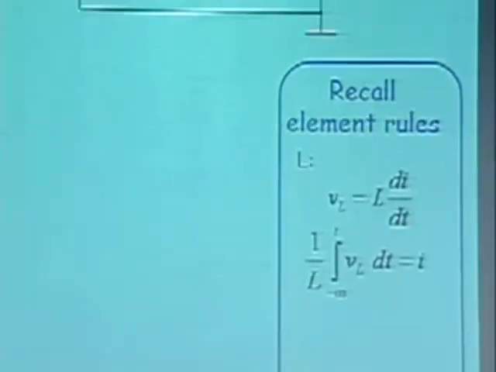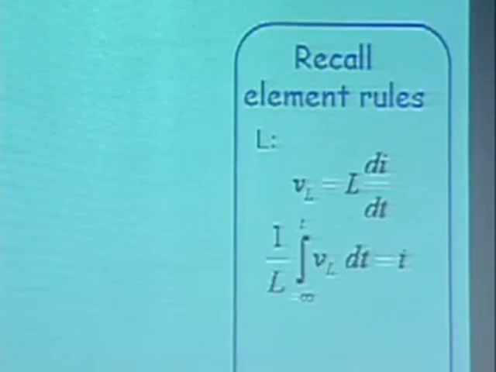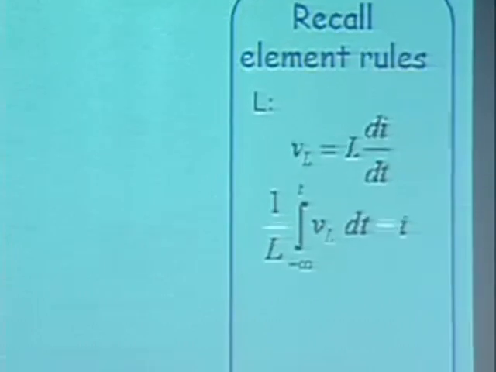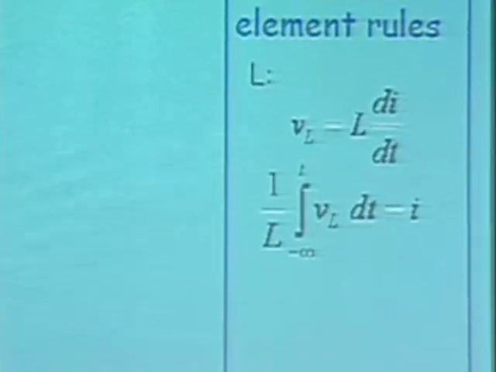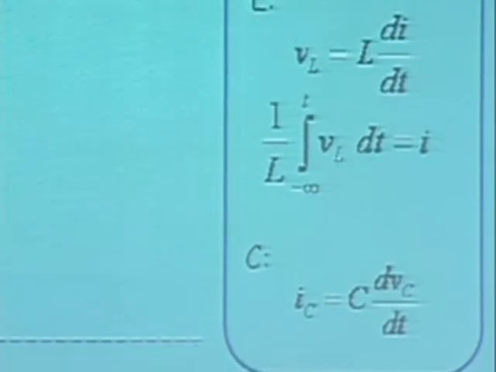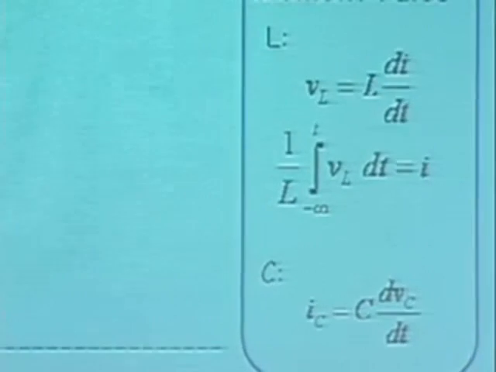So for the inductor, V is L dI/dt, and the integral form is simply 1 by L integral of V_L dt equals I. Okay, we've seen this last time. And for the capacitor, the current through the capacitor is simply C dV/dt. Those are the two element rules for the capacitor and inductor.